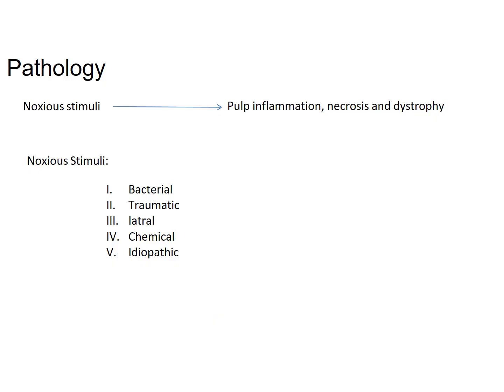So, pathology. Any noxious stimuli, that is, unwanted stimuli, lead to pulp inflammation, necrosis and dystrophy. The noxious stimuli can be bacterial, traumatic, iatrogenic, chemical and idiopathic, that is, of unknown cause.